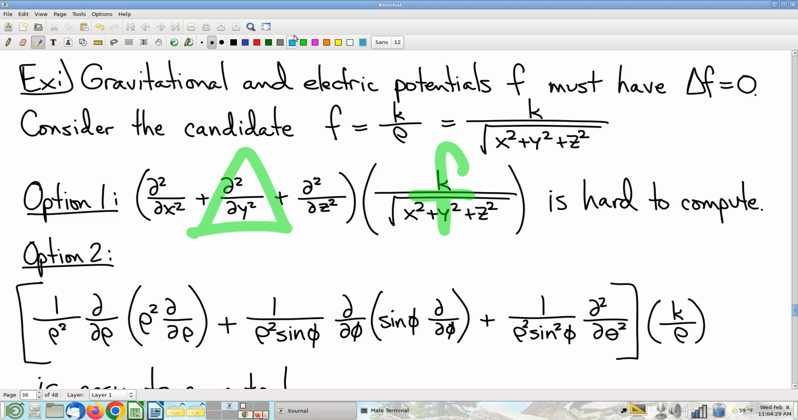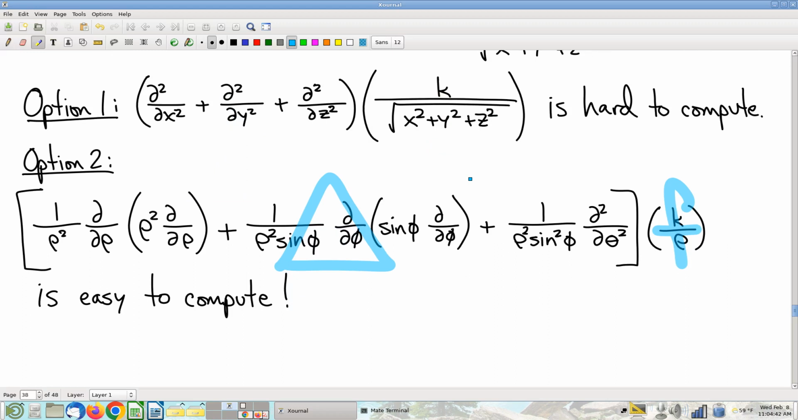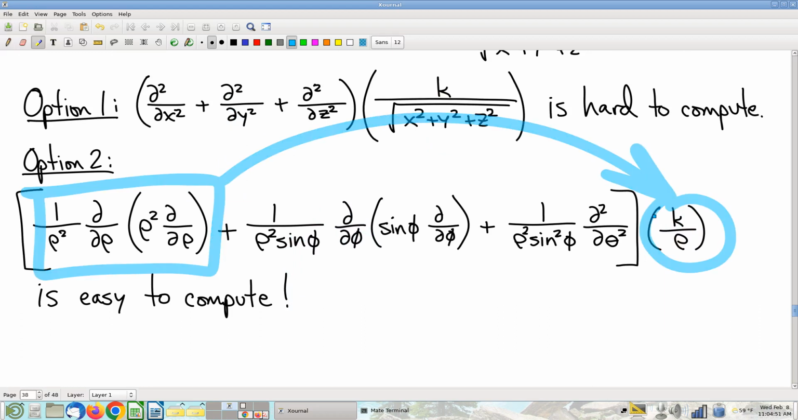So here's our other option. I can use the spherical Laplacian and the spherical formula for f, and I want to show you how easy this turns out to be. This is really not bad at all. It's really nice. Let's look at this first term as applies to this function. Very first thing I've got to do is apparently compute the rho partial of this thing. Well, that's easy.